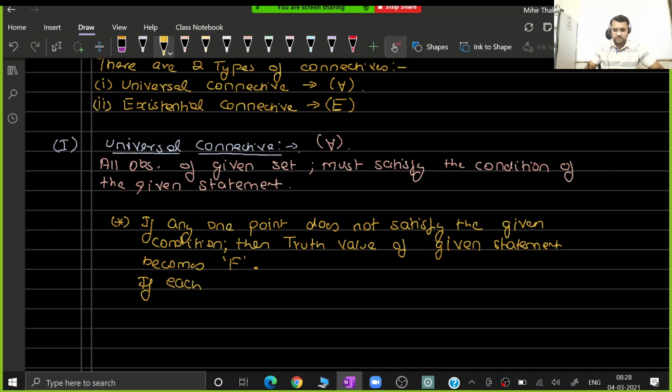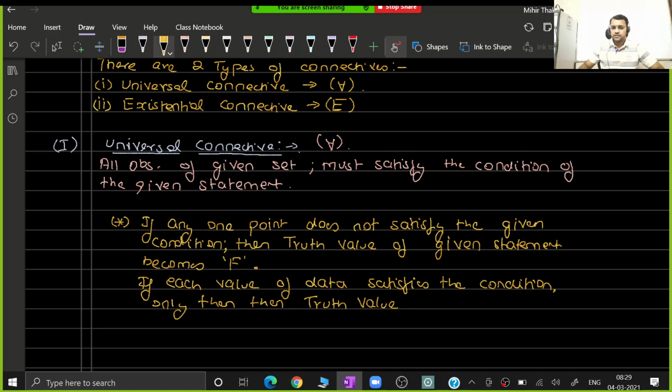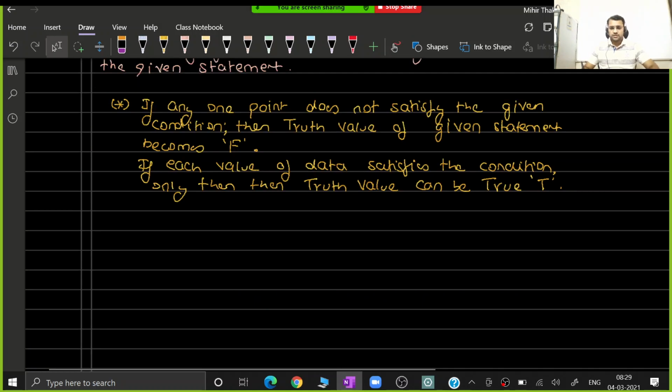If each value of data satisfies the condition, only then the truth value can be true, that is T. So let us understand this with an example.